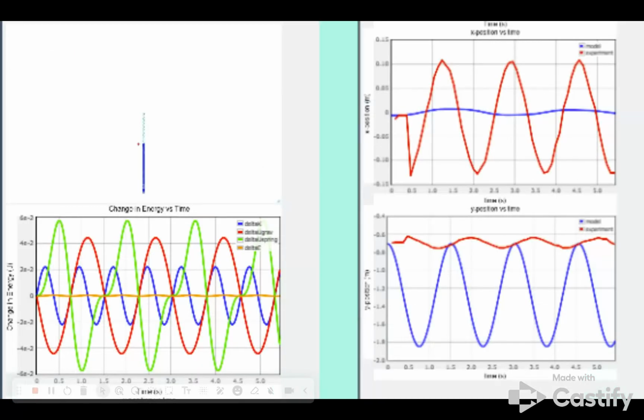This slide shows the code's output. It includes the overall change in energy versus time. The other graphs show position versus time graphs. Both graphs have sinusoidal shapes.